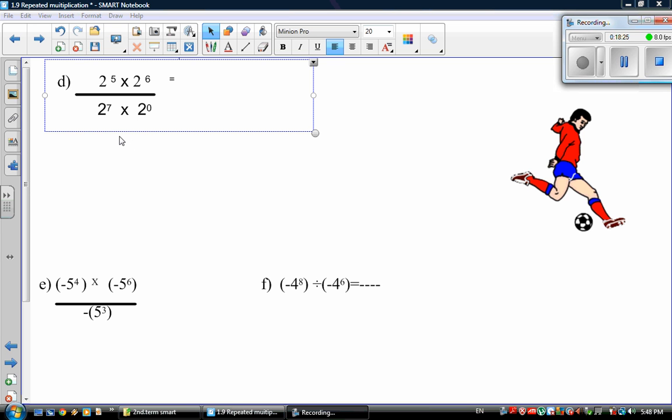Exercise number D. Here we have 2 to the power 5 multiply 2 to the power 6 divided by 2 to the power 7 multiply 2 to the power 0. So here we have to carry out the first operation, 2 to the power 5 multiply 2 to the power 6. Look at the two bases. They are equal bases, so we can keep the base as it is. And then we can add the powers in case of multiplying powers. 5 plus 6 will be equal to 11.